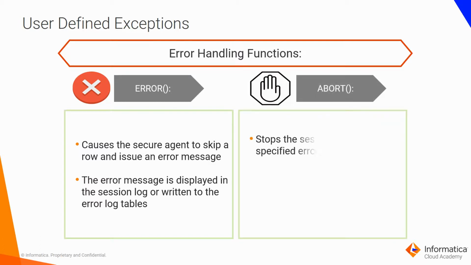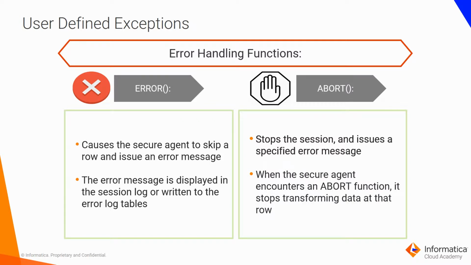Abort stops the session and issues a specified error message to the session log file, or it is written to the error log tables based on the error logging type configuration in the session. When the Informatica Cloud Service encounters an abort function, it stops transforming data at that row. It processes any rows right before the session aborts. You can use error and abort in an expression transformation to validate the data.